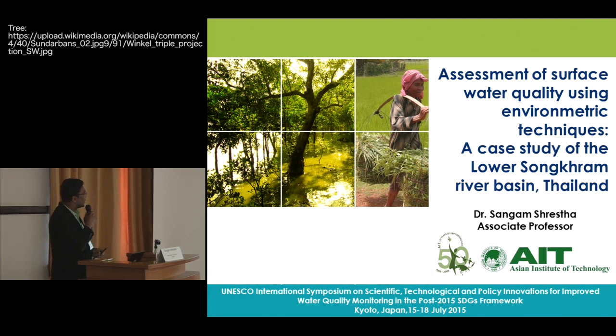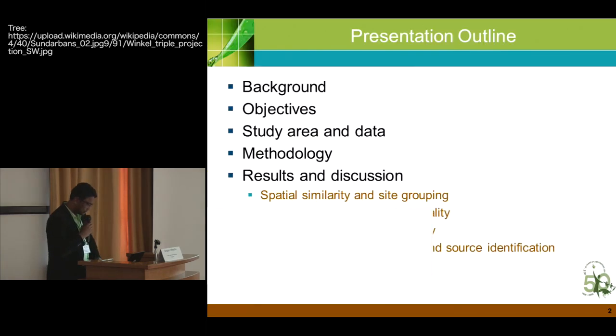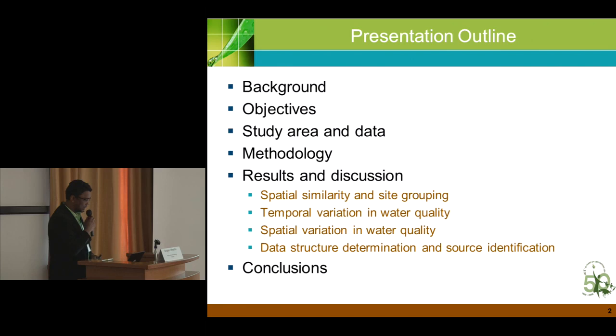So this is a very small case study that we have conducted on lower Songkhram River basin of Thailand to see how the river water quality varies from one season to another season and also different location. So this is the presentation outline. I will skip this one.